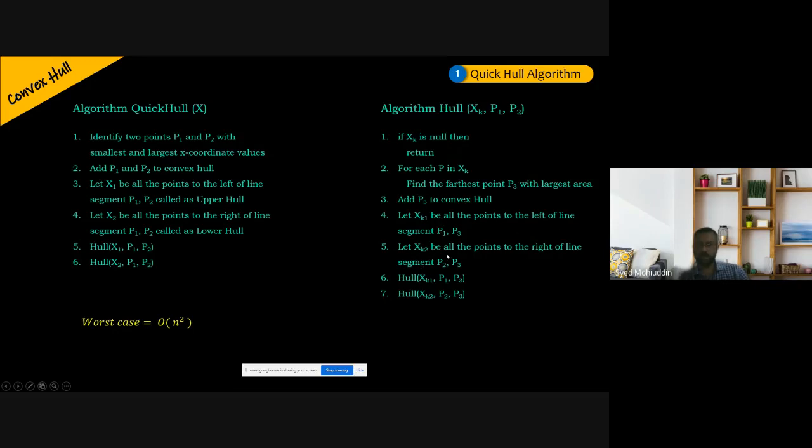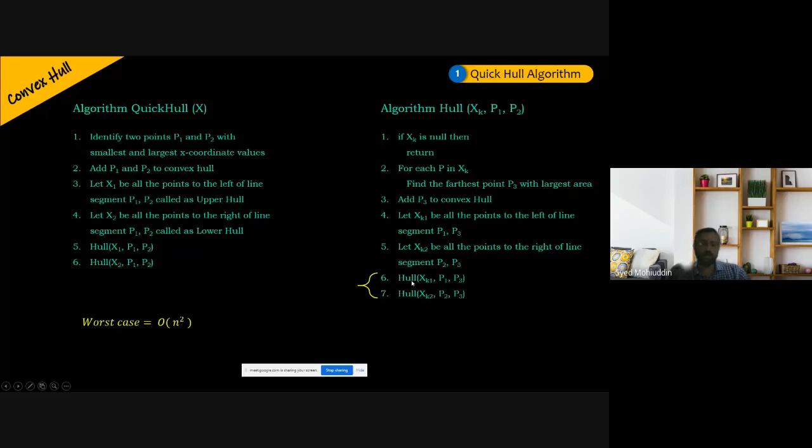Then pass. Now we have P1, P3 and P3, P2, because the upper hull may have a different set of extreme points, and the lower hull will have different ones. So that is why we consider P1 and P3 for the upper hull, and P3 and P2 for the lower hull points. So again, it calls recursively using statements 6 and 7. So this is how the quick hull algorithm works.